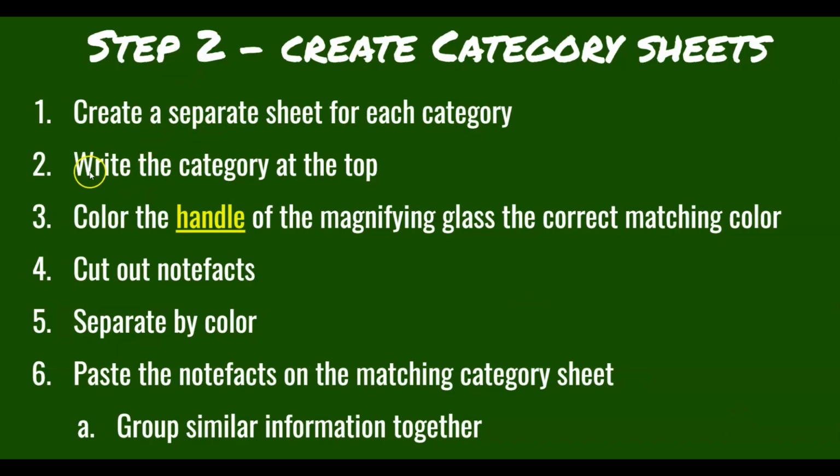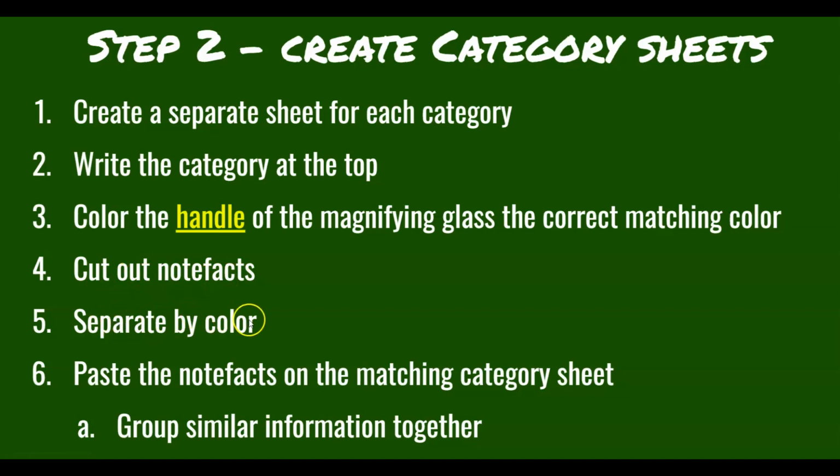Okay, so far we've got our category sheet, we got a category at top, and you colored the handle of your magnifying glass for each category, right? So you have 3 or 4 sheets, 1 for each category. Now, we're going to go ahead and cut out our Notefacts. They should already be colored, right? The handles on all the Notefacts colored to match which category they go in. So you're now going to cut them out, okay? Leave the top part that has the source, like which website it was. Just cut out the Notefacts, the strips.